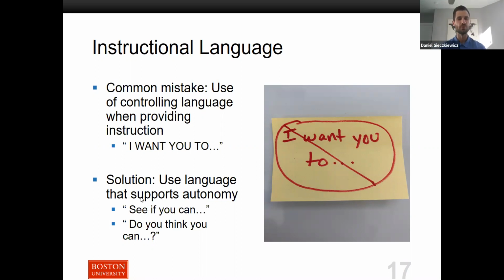And the whole "I want you to" phrase is very much using controlling instructional language. What we want to do is use language that supports autonomy. So saying things like, see if you can, do you think you can, rather than I want you to. That way, if and when the learner is successful in achieving that task, it's because they did it and they figured it out, rather than that you wanted them to do it. All right, so there's a subtle but important difference there.